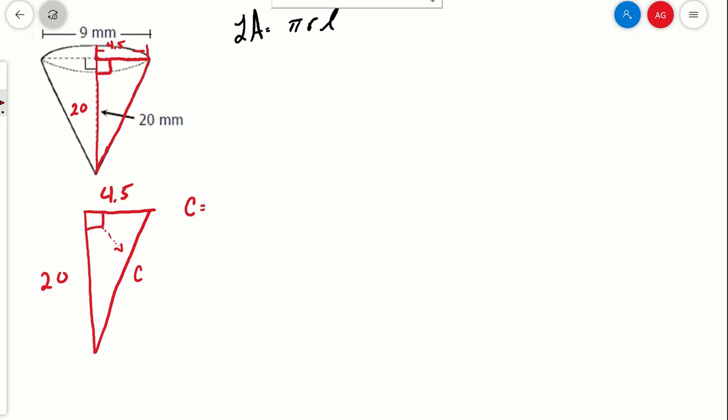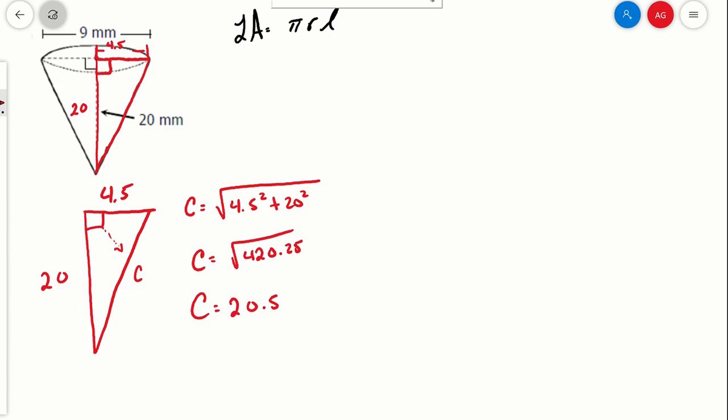And so to find C, which is what we're calling the slant height, is going to be equal to the square root of 4.5 squared plus 20 squared. Put that in the calculator, and we're looking at the square root of 420.25, or simply 20.5. And so that is going to be my slant height. So my slant height here is going to be 20.5. Okay. And so now we can go back and actually finish my problem.